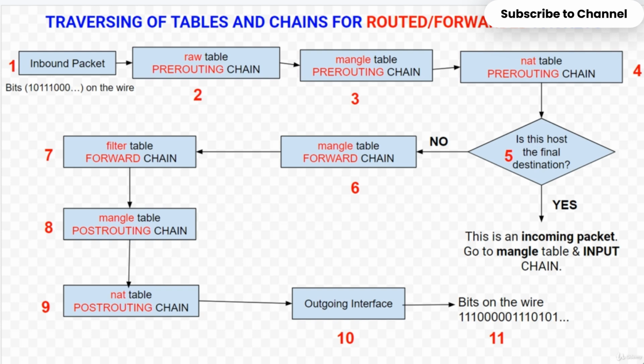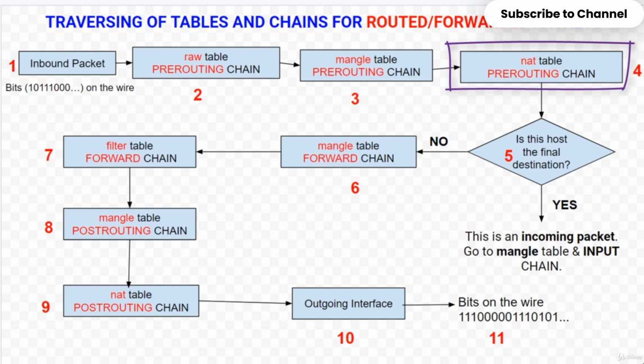The packet starts traversing the raw table of the prerouting chain. This is where connection tracking takes place, and in this table and chain we add rules that match packets that should skip the connection tracking system. Then the packet traverses the mangle table of the prerouting chain. At this point, we can change values from the packet headers like type of service or time to live. The nat table of the prerouting chain is used for destination network address translation or port forwarding. Any traffic filtering should be avoided here.